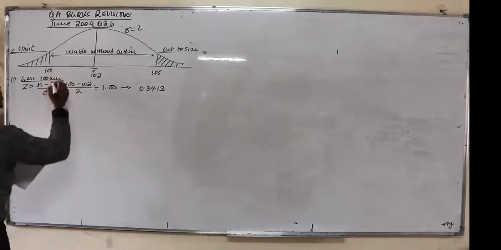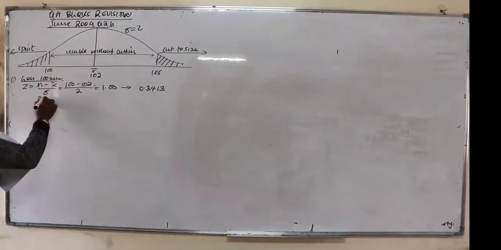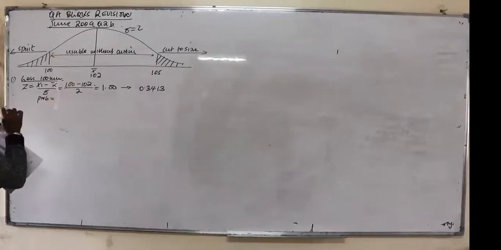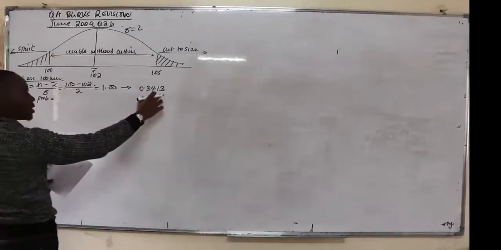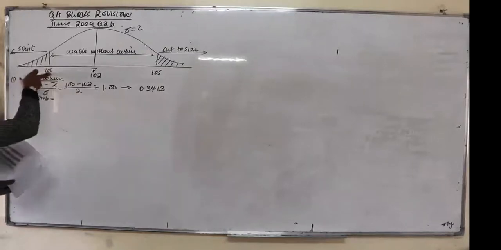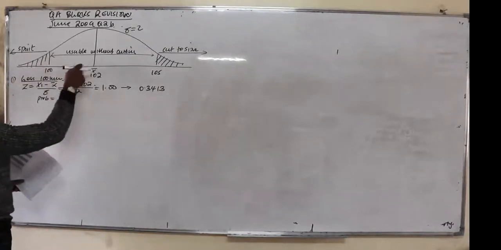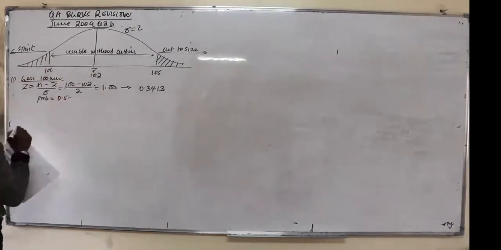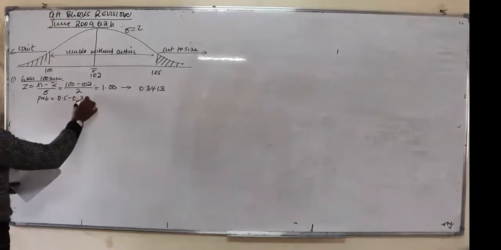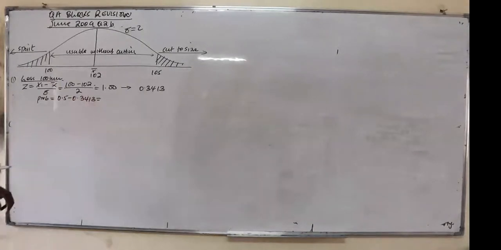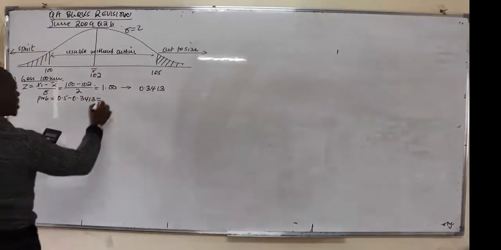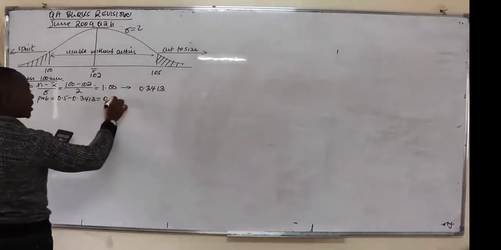Therefore, the probability of being less than 100, now what you have gotten, 0.3413, is a probability between 100 and 102. So you'll be taking 0.5, you deduct 0.3413. So probability of having less than 100 millimeters, 0.5, you deduct 0.3413. You get 0.1587.